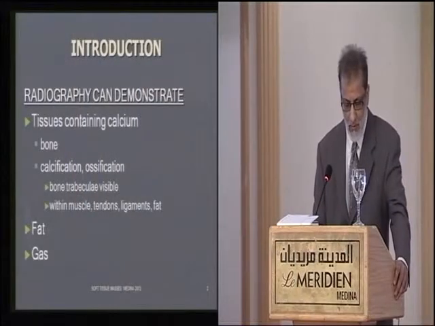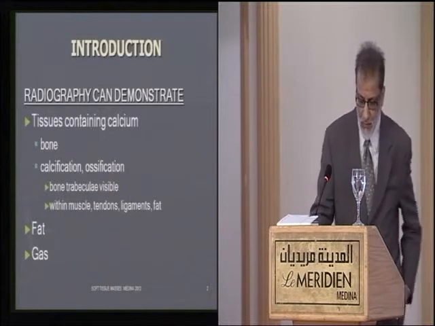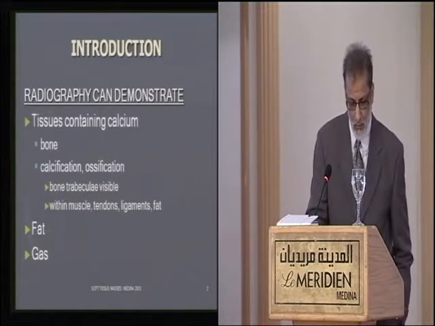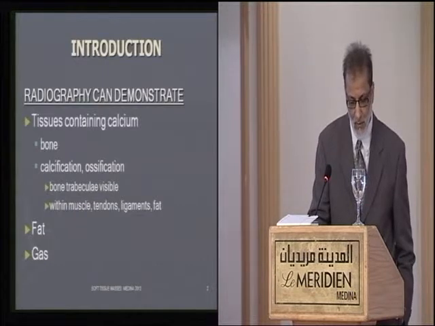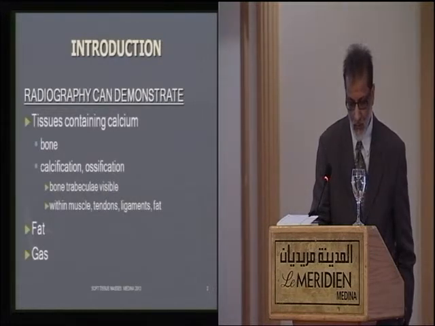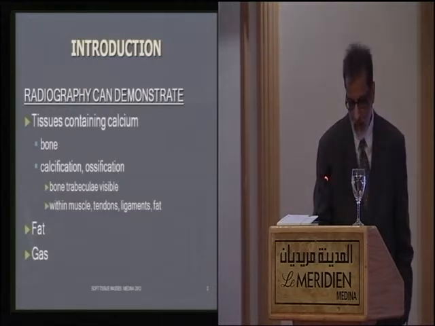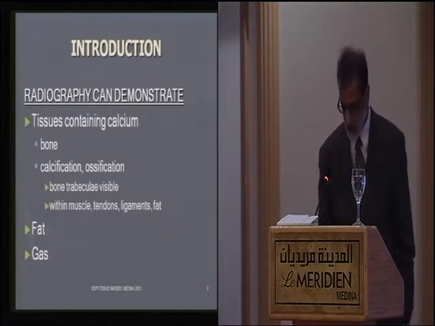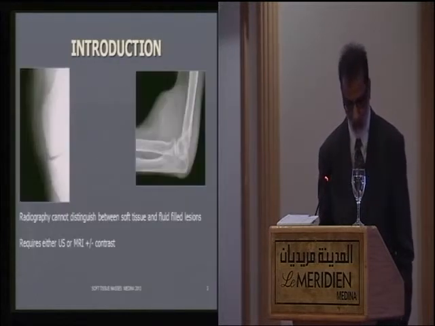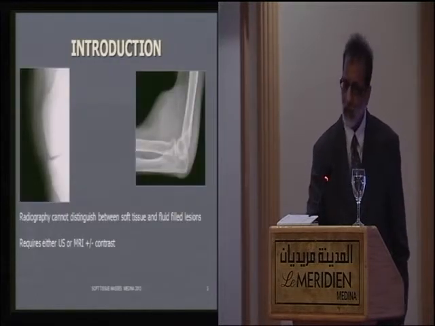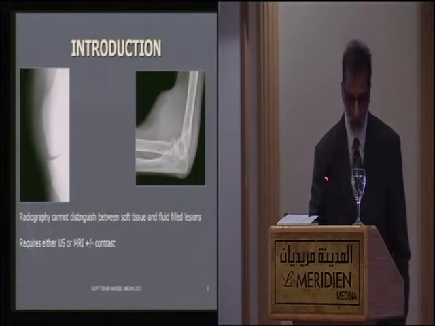So by introduction, we just realized that radiography can demonstrate limited things on plain films in terms of soft tissues. We can see tissues containing calcium, so we see bone, we see calcification or ossification, maybe within bone trabeculae that may be visible in soft tissue masses, within muscle, tendon, ligaments, and fat. We can also identify fat, and occasionally we can see gas within soft tissue lesions. So for example, the first thing we must be clear about is that radiography cannot differentiate lesions containing fluid and lesions containing simply soft tissue.